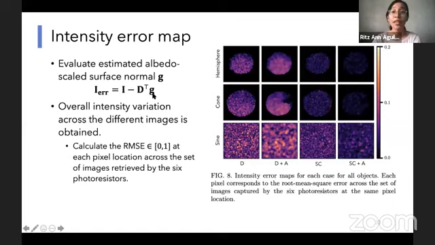We can also evaluate the intensity error maps obtained by the system by evaluating G, the albedo scaled surface normal estimated using the photometric stereo algorithm. As we can see here, again, the semi-calibrated plus apodized case gives the best results. This is a plot of the root mean square error across all the images captured by all detectors for each case and for each object. So the lower the values, the better, right?